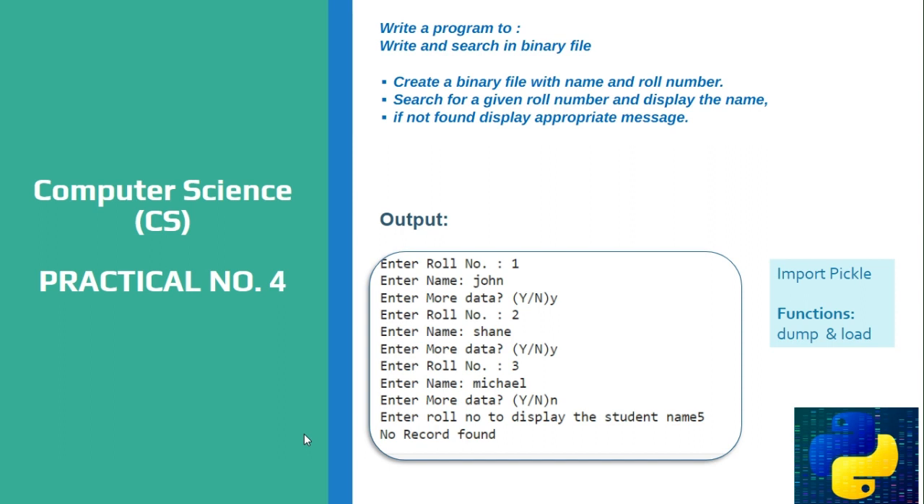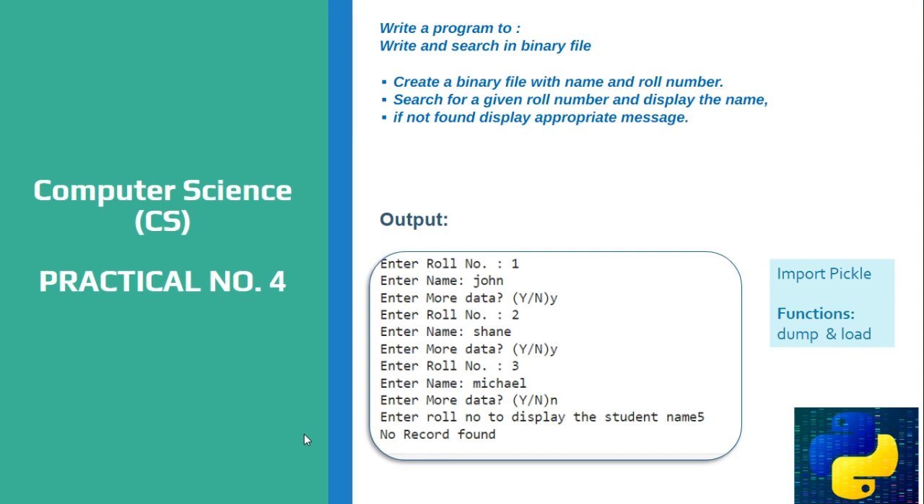Suppose we enter the roll number 1, and then the name John, then it will ask to enter more data. Then we have to press yes or no. If we press yes, then we will be allowed to enter some more entries, and if we press n, then it will not allow us to enter any record further. Okay, so in this method we will import the pickle module and use the functions dump and load.